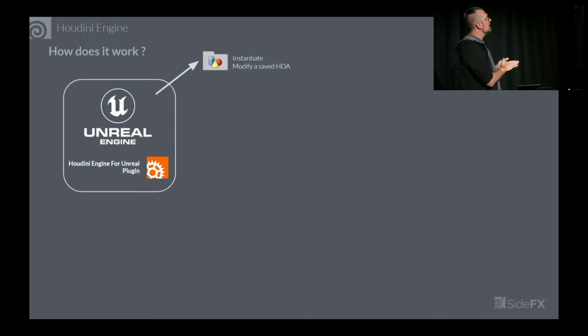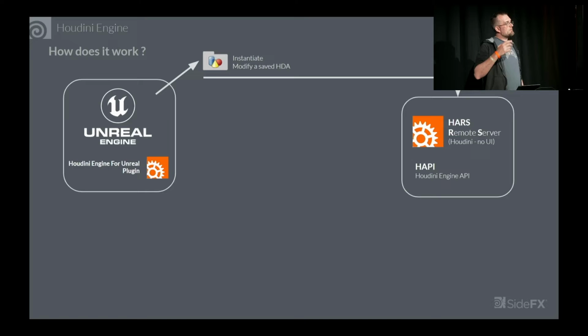How does it work? So here's the rough idea. We're in Unreal. You had made the excellent decision of installing the Unreal plugin. You have an HDA in Unreal, and you load it. What we do under the hood, when you instantiate an HDA or modify an existing HDA, is start a process called Hapi, which is the Houdini API remote server. You can think of it as Houdini, except it has absolutely no UI. Most of the libraries are running under the hood, and that's what Houdini Engine talks to.